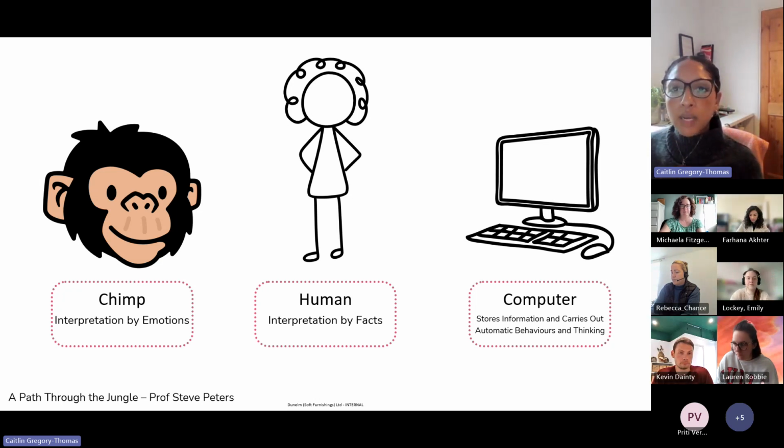In there, he explains how our mind is split into different systems. You can see here the chimp, the human, and the computer. The chimp interprets the world through emotions, the human through logical and factual things, and the computer takes information given to it by the chimp and the human to decide a course of action. We will look at each of these a bit more closely.